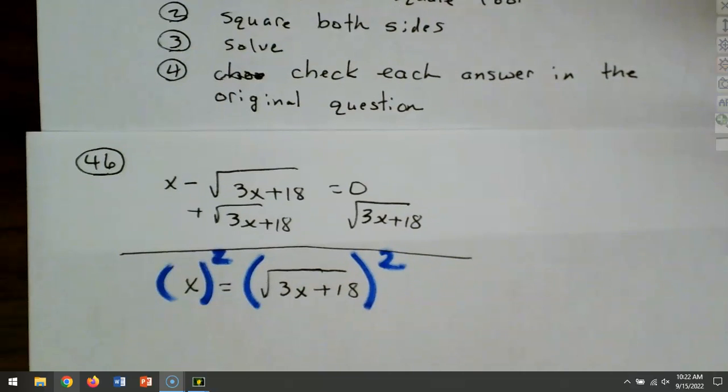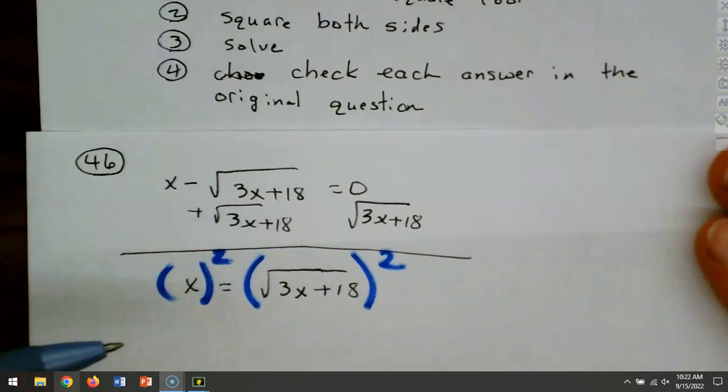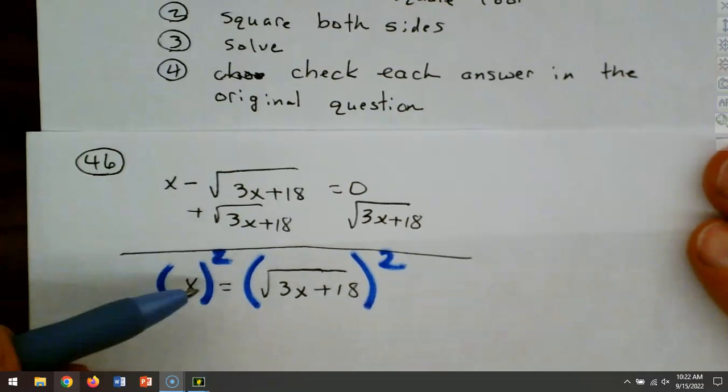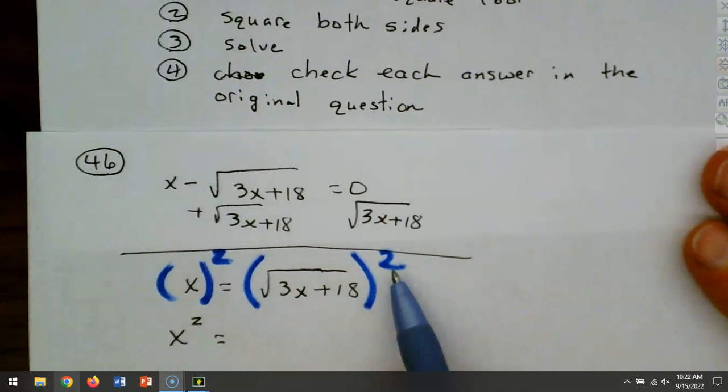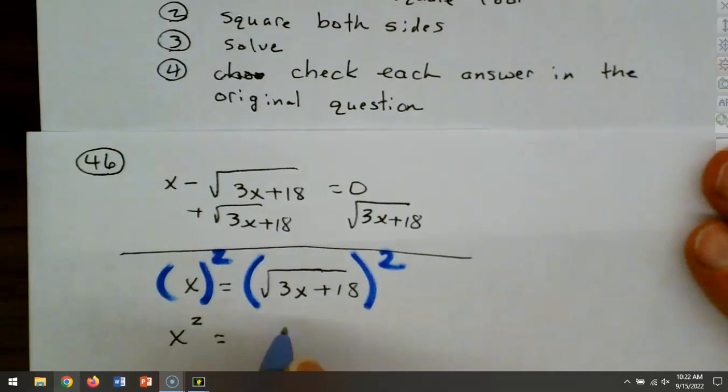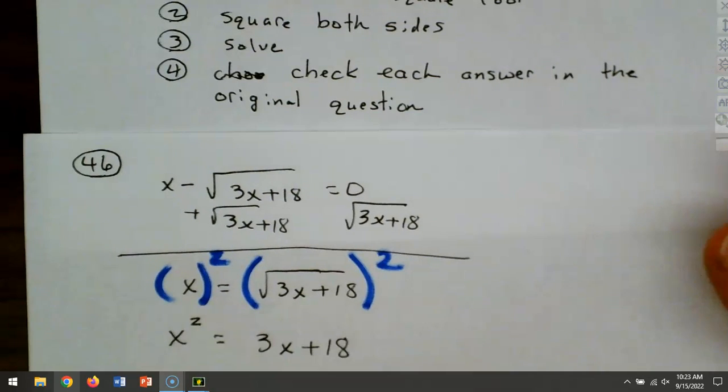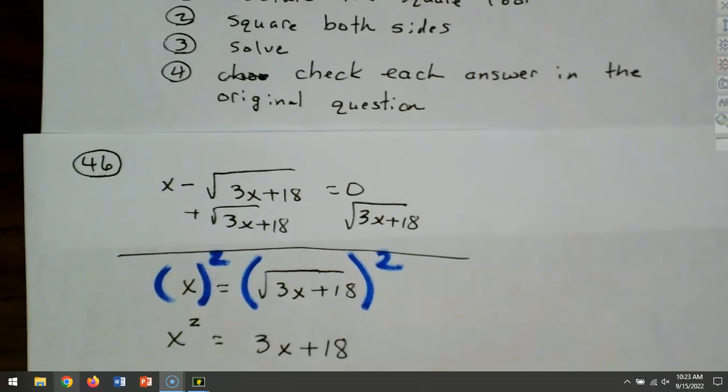Now, when I square a square root, it goes away. So on the left-hand side, this becomes x squared. On the right-hand side, what happens with the square and the square root? They're opposites, so they cancel. So that leaves you with a 3x plus 18. So you set the square root by itself. You square both sides to get rid of it. Now we can solve it.